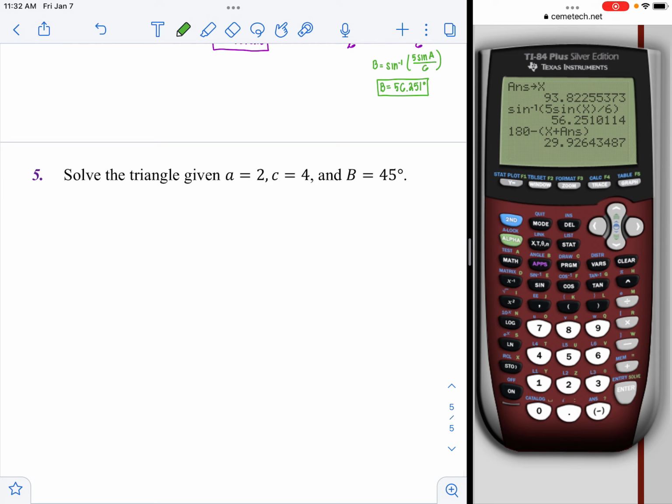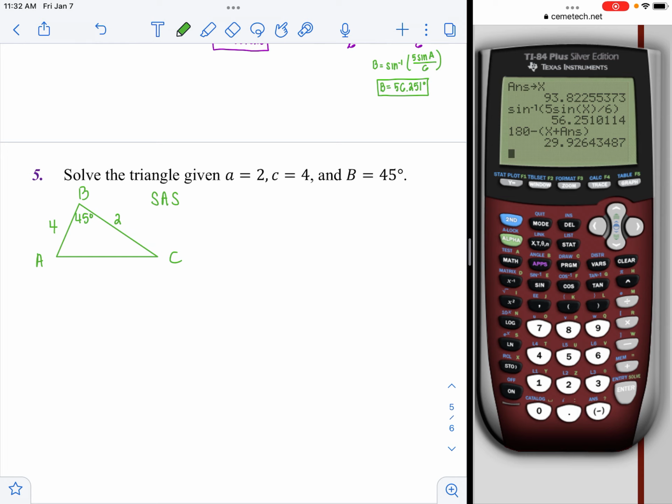Okay, number 5, which is the last one here. One more practice problem. I'm going to draw my triangle, ABC. Side A is 2. Side C is 4. And angle B is 45 degrees. If you look at what we have, we have side, angle, side. Side, angle, side is law of cosines. So I'm going to use the law of cosines.